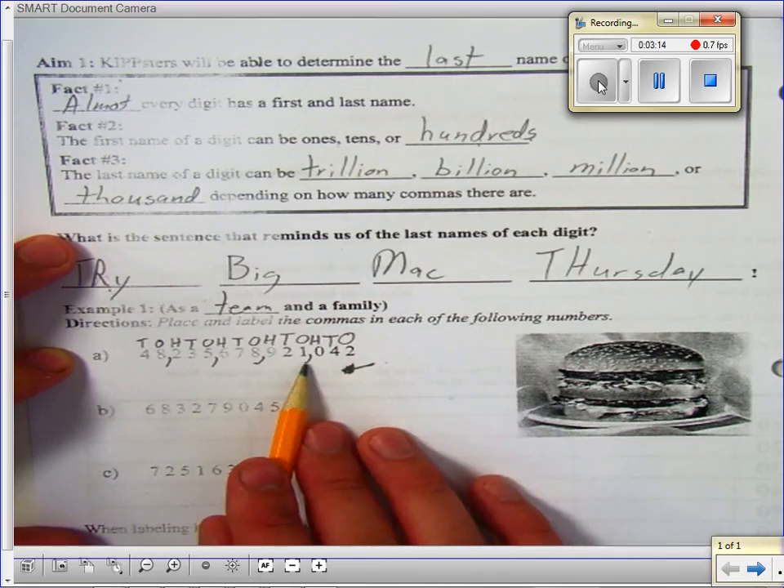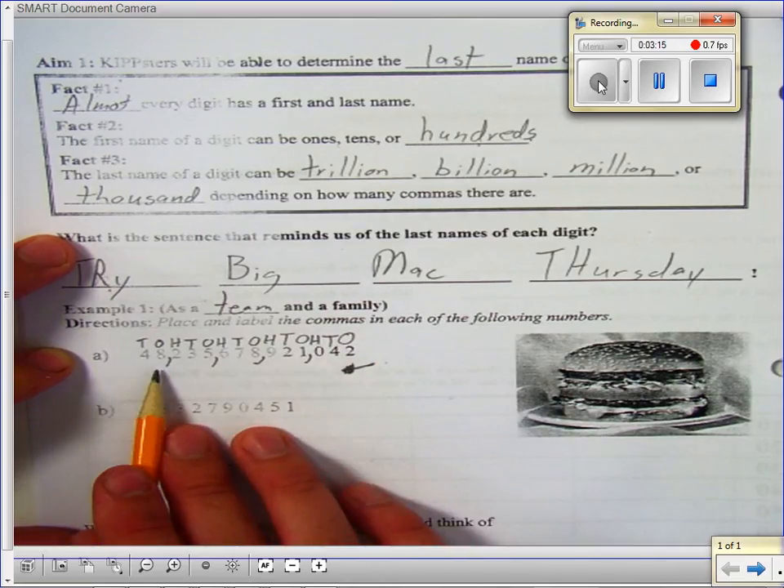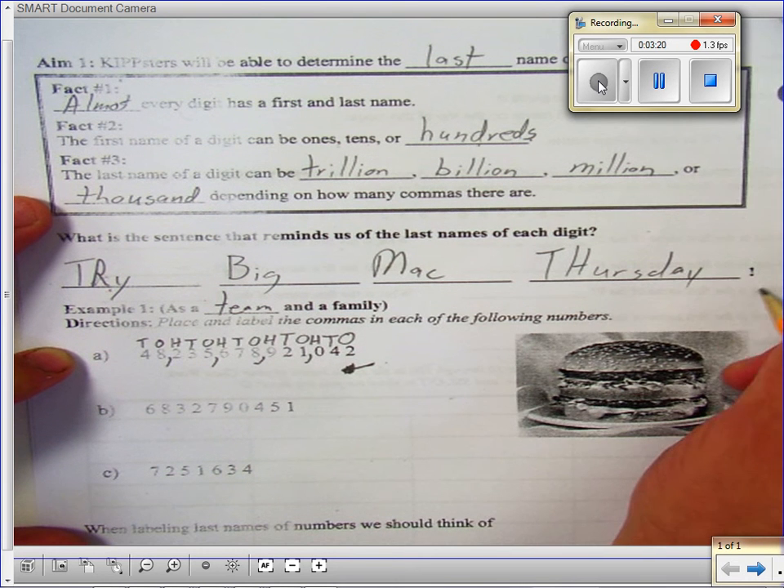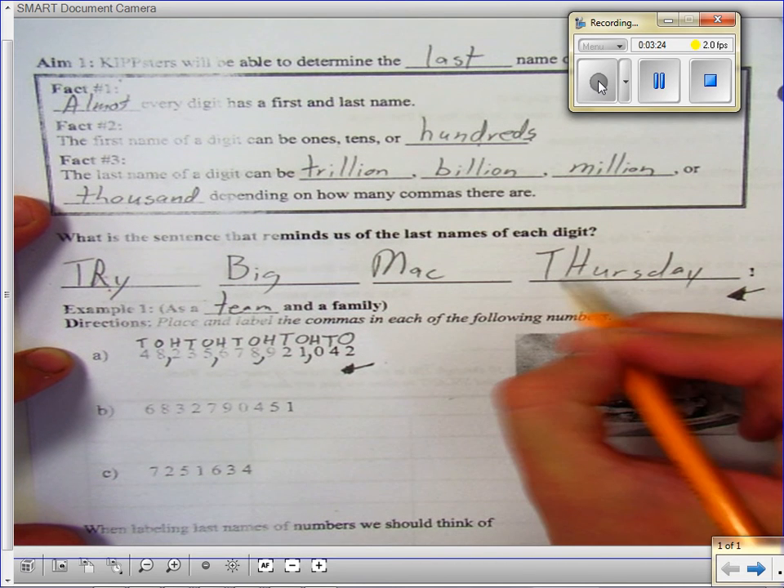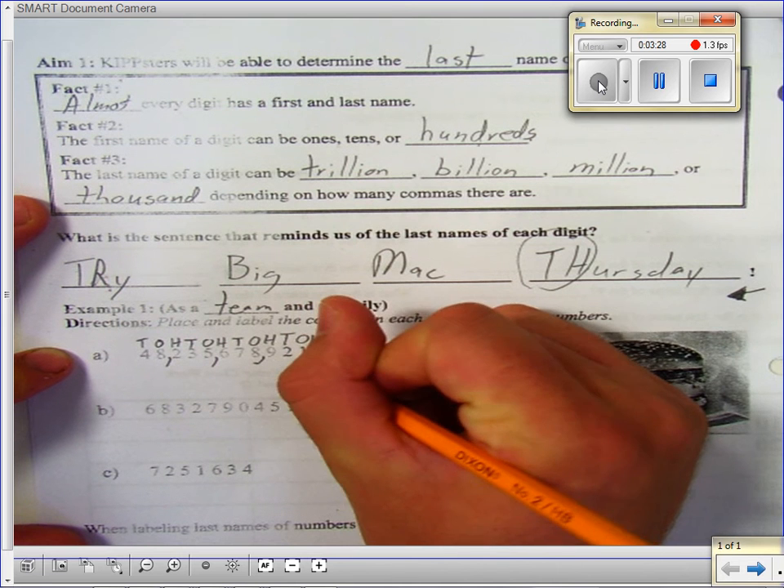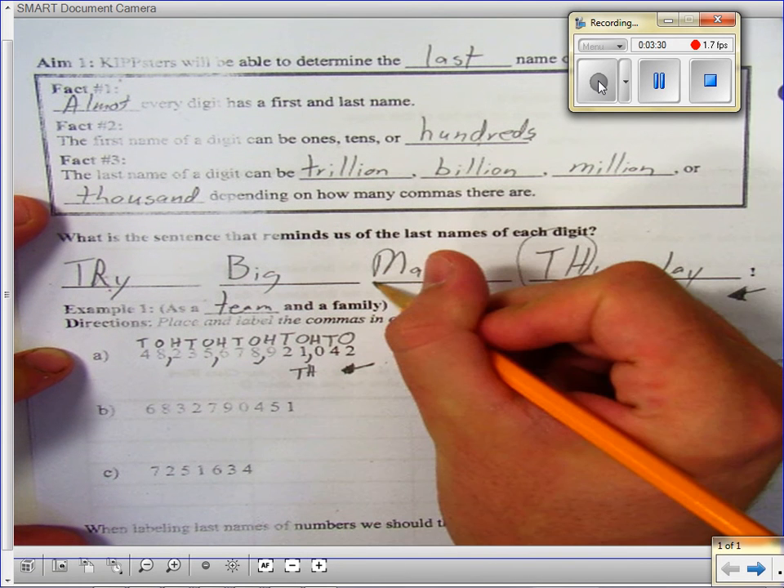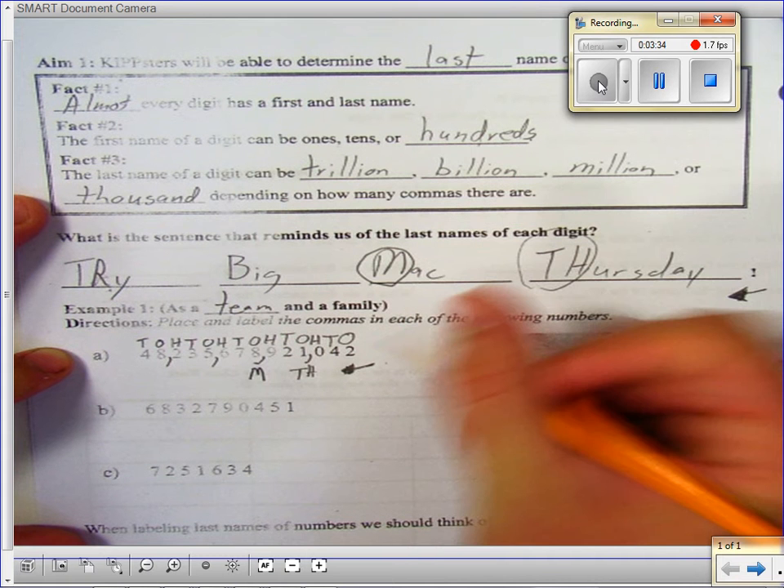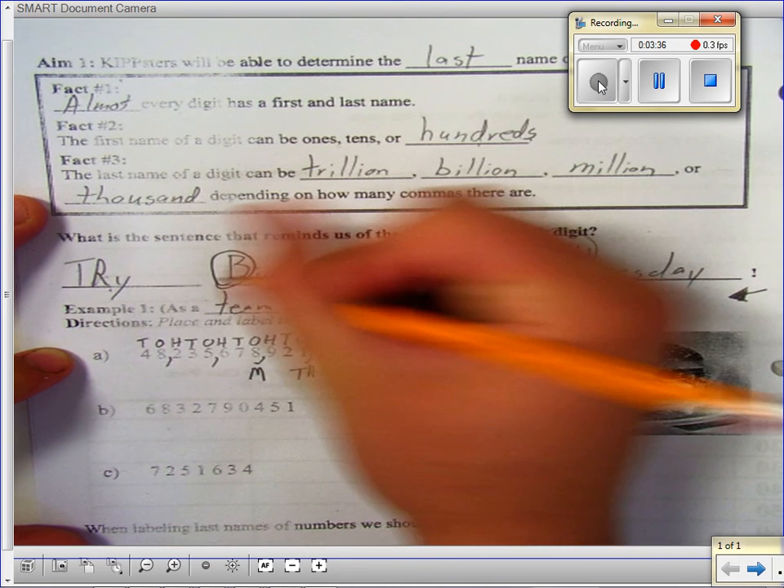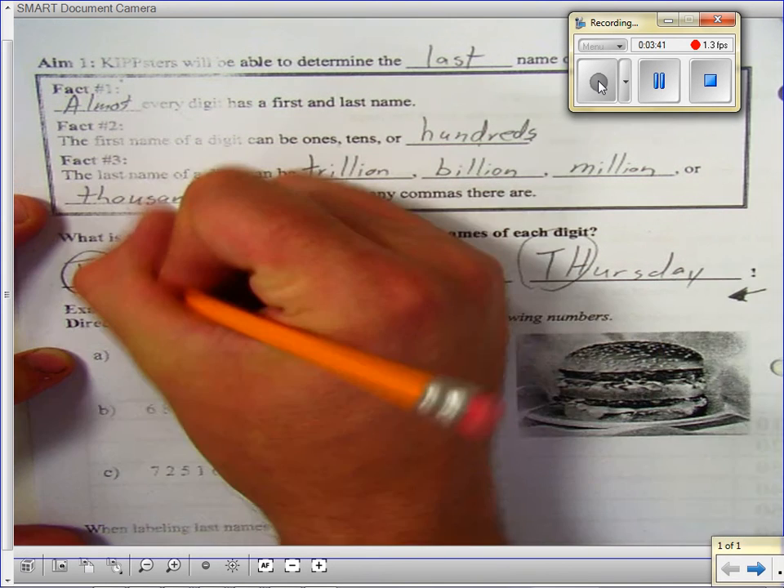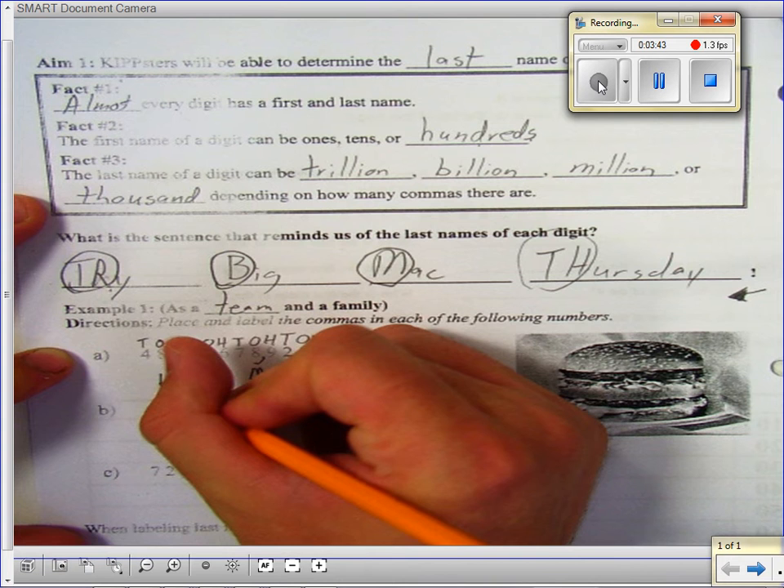Now I need to label my commas. Here are the labels that I'm going to use for my commas. I'm also starting on the right and moving to my left. The first comma's name is thousand. The second comma's name is million. The third comma's name is billion. And the fourth comma's name is trillion.